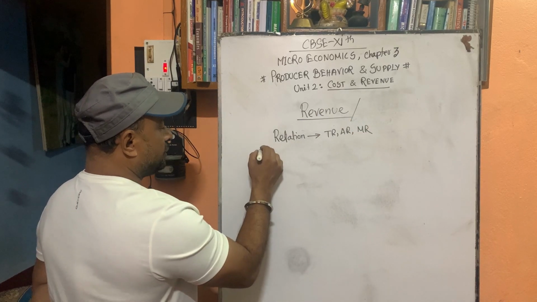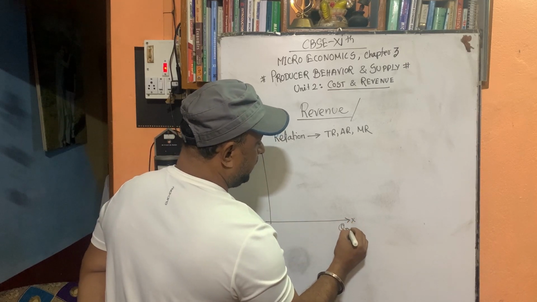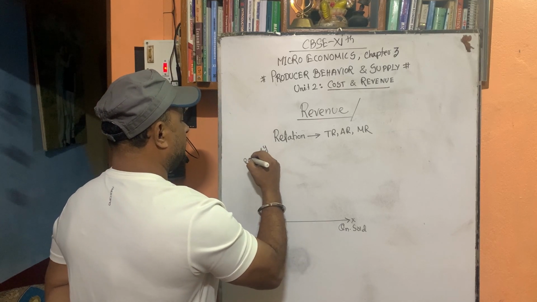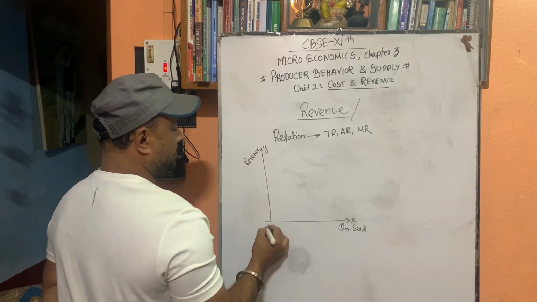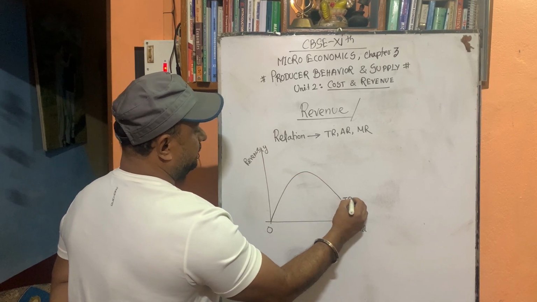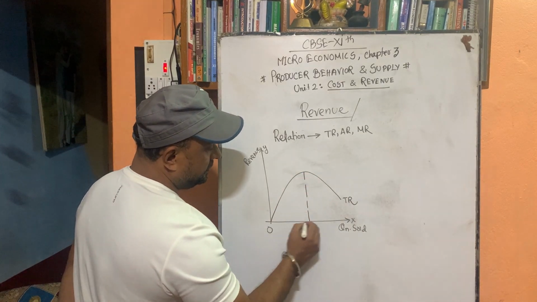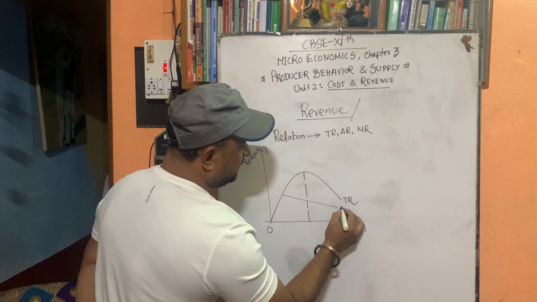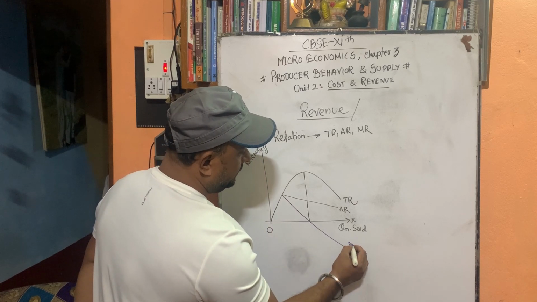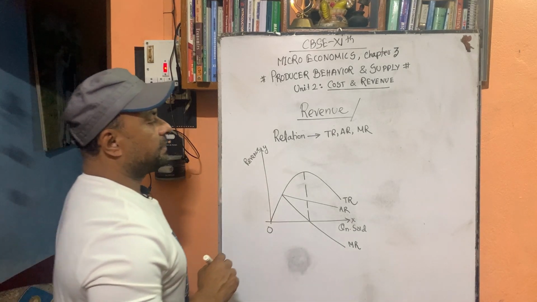For that also we have to draw the figure. Here is quantity sold, here is revenue. This is the shape of our total revenue curve in general. Total revenue, this is the maximum position. This is the shape of average revenue, and marginal revenue passes through the maximum point. This is the shape of marginal revenue. Okay, the schedule also we can write from that.